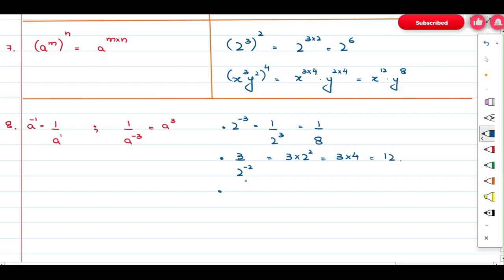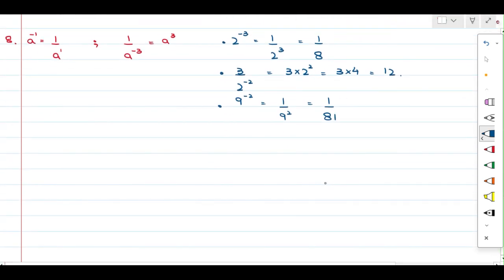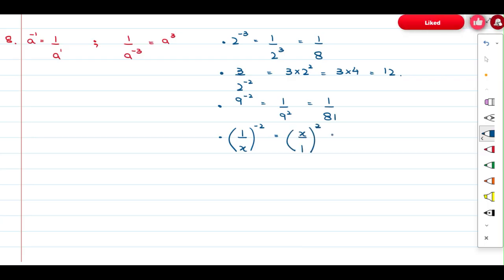Or let's practice another example. If I have 9 to the power negative 2 is 1 over 9 square, which is 1 over 81, right? Or let's take another one. If I have 1 over x and its whole power is negative 2. In the fraction, when you have the negative power, then you have to do the reciprocal of that fraction. 1 over x is x over 1, its power is positive 2. Now x square over 1 square. So this is x square and 1 square is just 1, so just x square. Right? So this is how we deal with the negative powers.